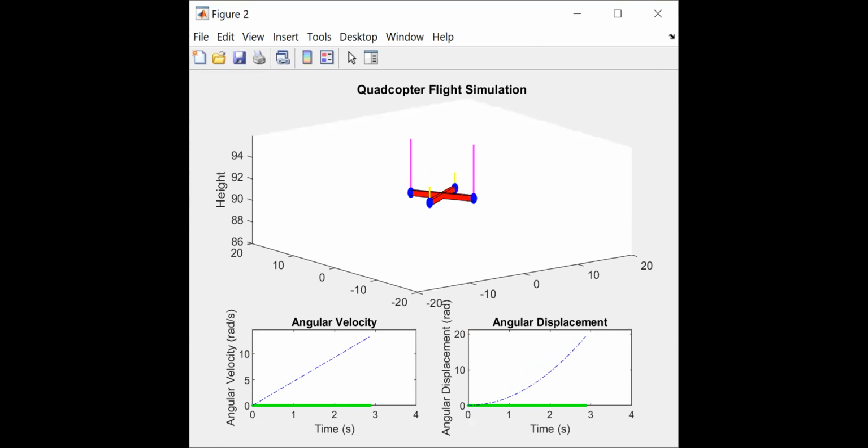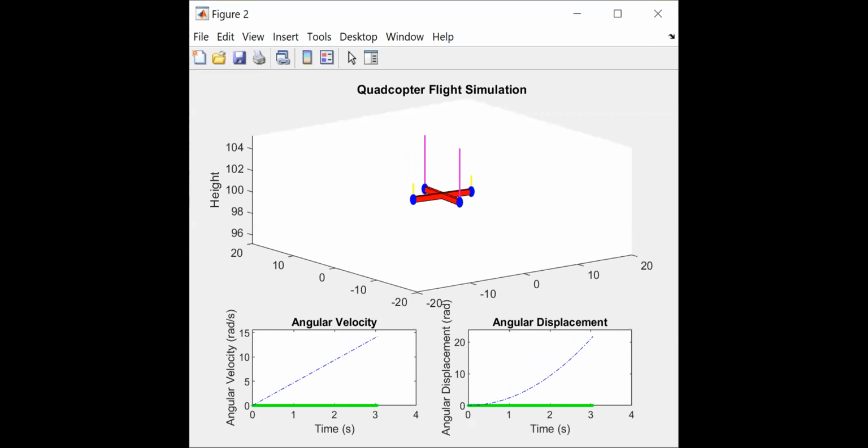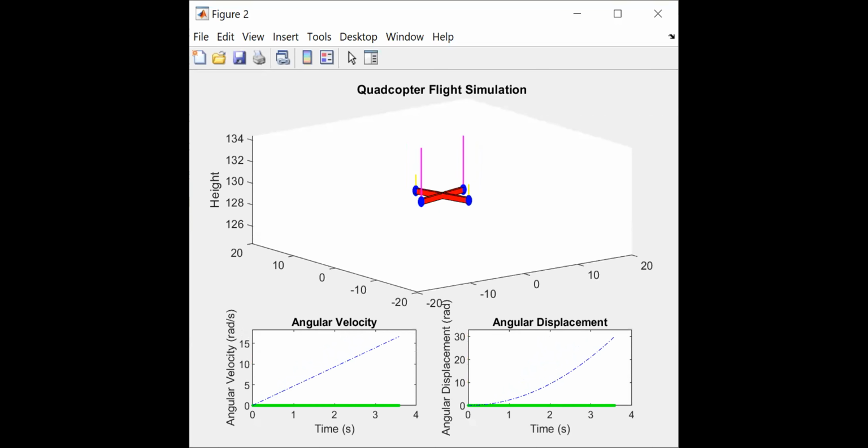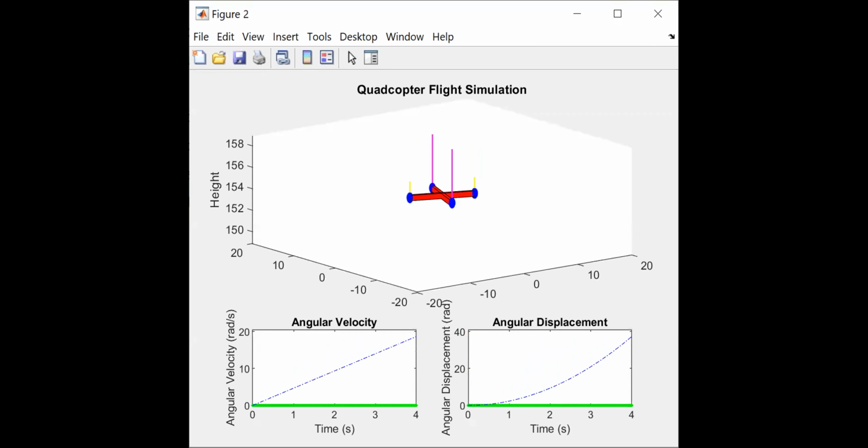So are you able to get this simulation working? Yes, no? Okay. So fantastic. So with this, we are ready to go for the control.